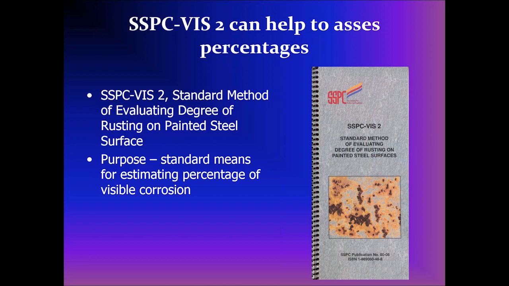One way to help you adjust your eye, in addition to the visual photographs we just talked about, is to use this standard. Now, this standard is SSPC-VIS 2, which is a standard method of evaluating the degree of rusting on painted steel. It's really used to communicate the amount of rusting on a surface. That's its purpose. But the pictures in this are a great aid in determining percentages for surface cleanliness evaluations as well.